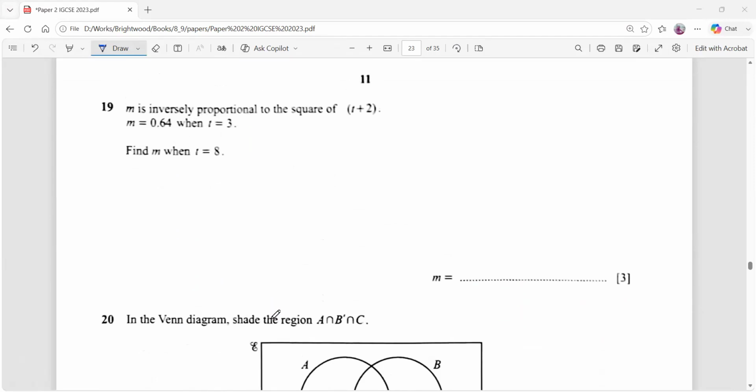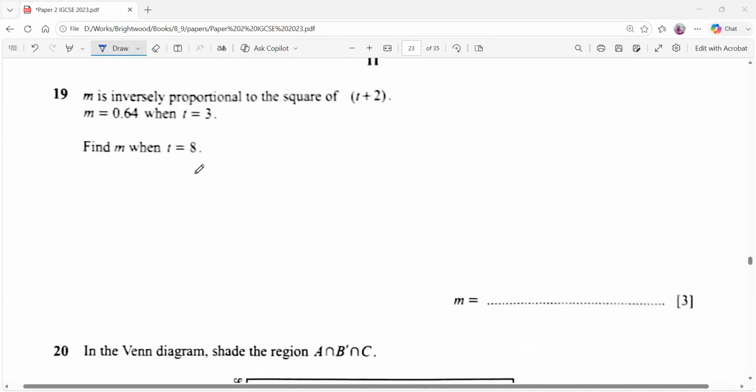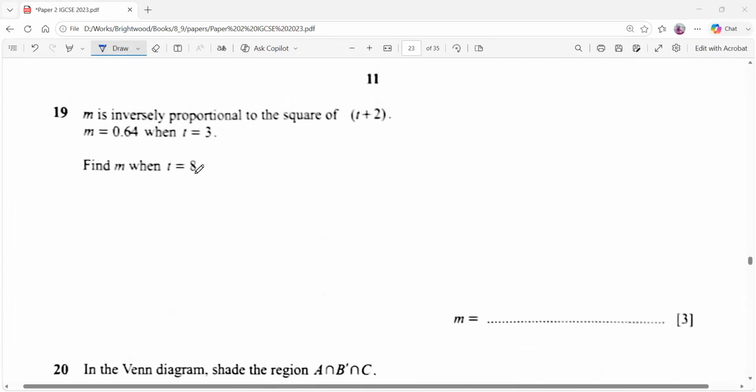Okay, now m is inversely proportional to the square of t plus 2. m is 0.64 when t is 3. Find m when t equals 8. Try a different question. Yes, try it.